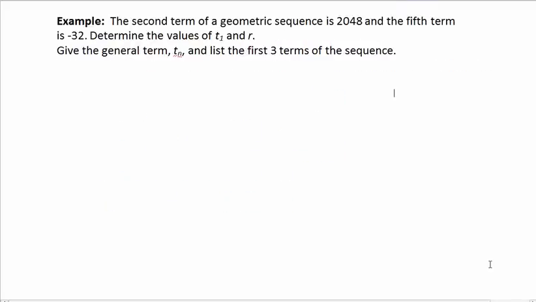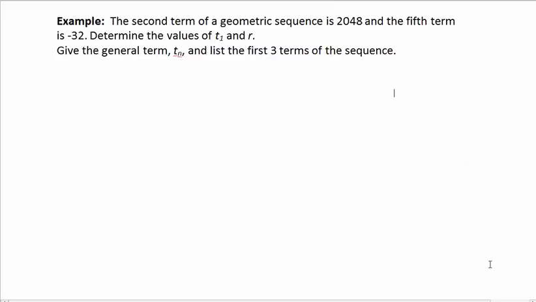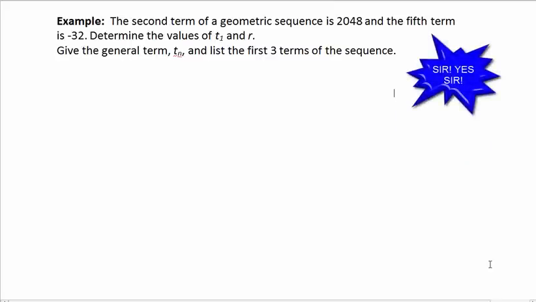The second term of a geometric sequence is 2048. The fifth term is negative 32. We need to determine the values of T1 and R. We need to give the general term, Tn, and then list the first 3 terms of the sequence.